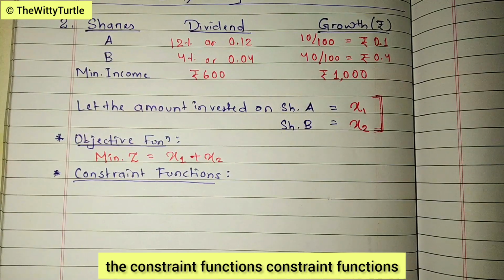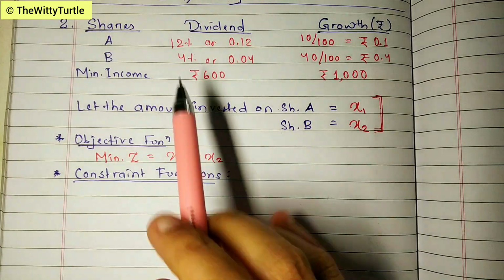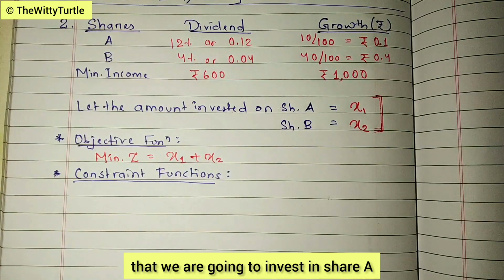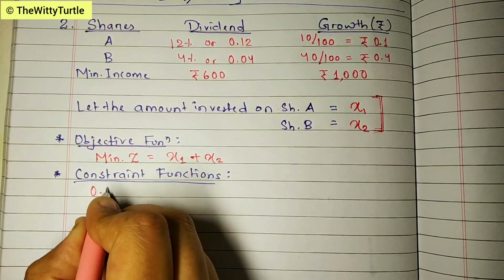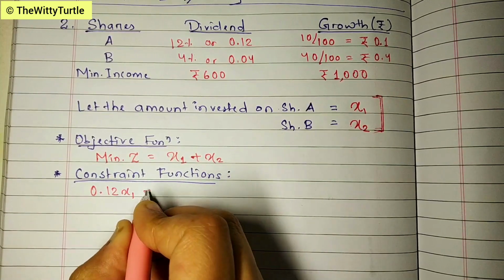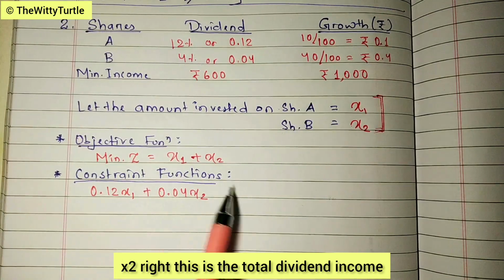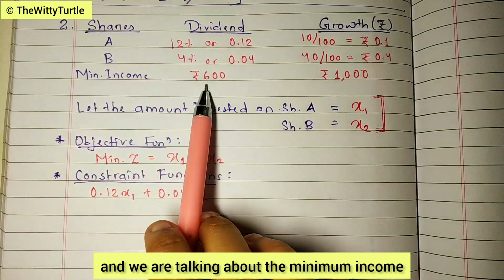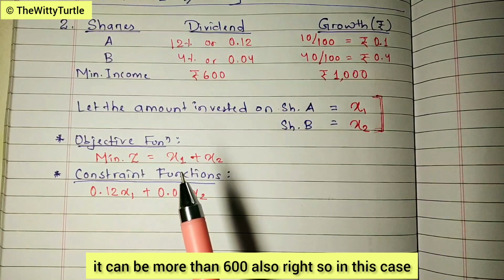Now we are talking about the constraint functions. What will be in the constraint functions? Dividend, we have seen that 0.12 is the dividend in case of share A, right? And what is the amount that we are going to invest in share A? That is x1. So the dividend income shall be how much? 0.12 x1 plus 0.04 x2, right? This is the total dividend income. And we are talking about the minimum income. At least this much should be there. It can be more than this also. It can be more than 600 also, right?